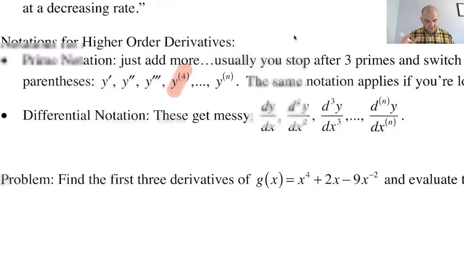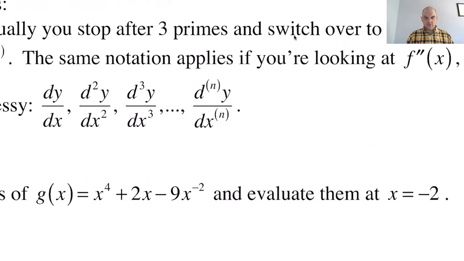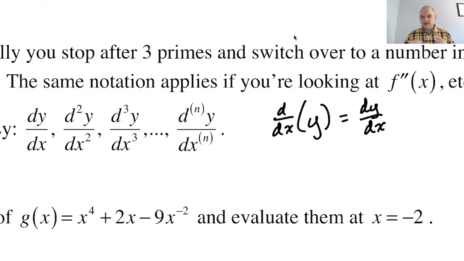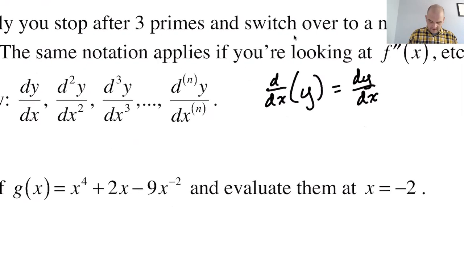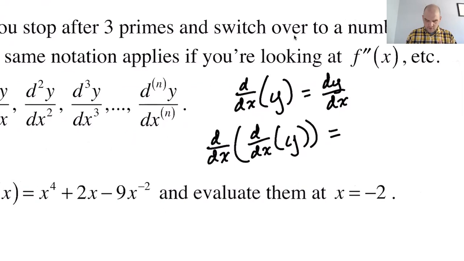The other notation, differential notation, is a little weirder. So where does this come from? To find dy dx, dy dx really is d dx of y, the derivative with respect to x of y. And we shorten that to be dy dx. If I want the second derivative, then what I'm really doing is the derivative with respect to x of the derivative with respect to x of y. So what is the notation telling you? You're going to take the derivative twice, so that's this, with respect to x twice.